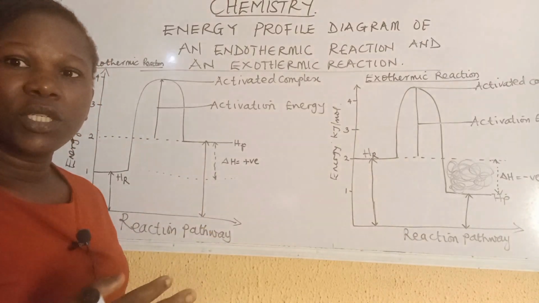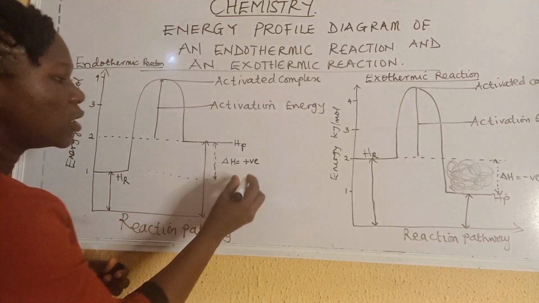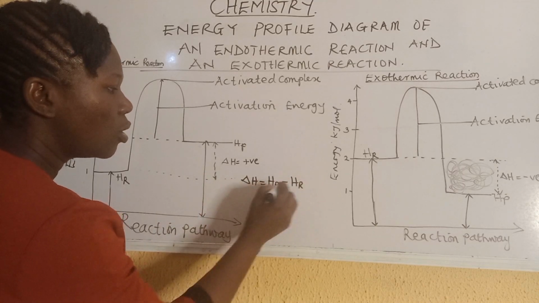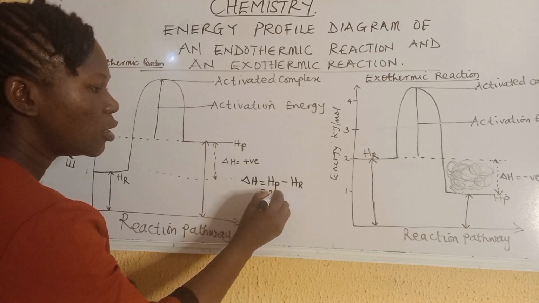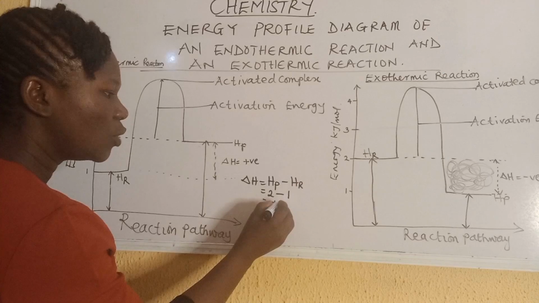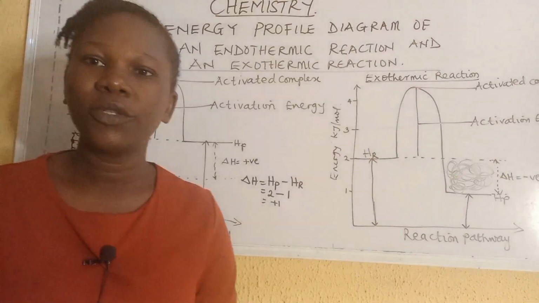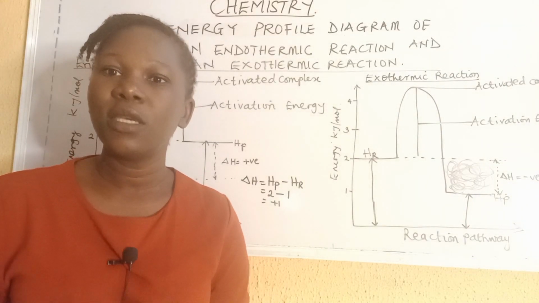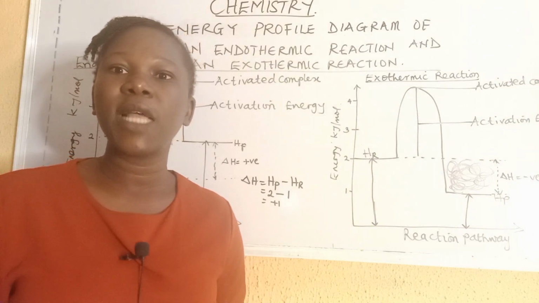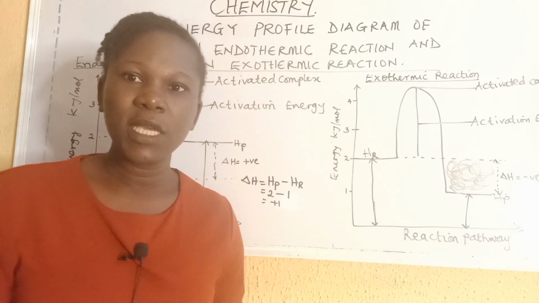And to get the energy, the heat change or enthalpy change in such a reaction, it is usually calculated as HP minus HR. By the time we deduct the HR from HP, we end up getting a positive value, which is 1. So that accounts for the reason why the heat change in an endothermic reaction is usually positive, because at the beginning the heat is low, at the end more heat is absorbed. So the heat of the product is now greater than the heat of the reactant.